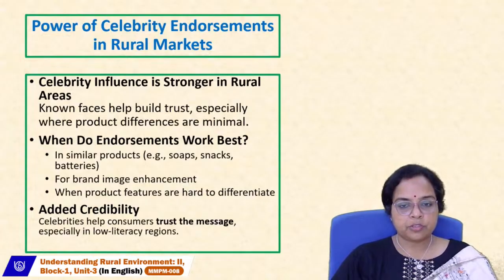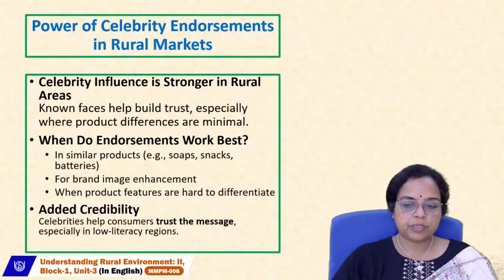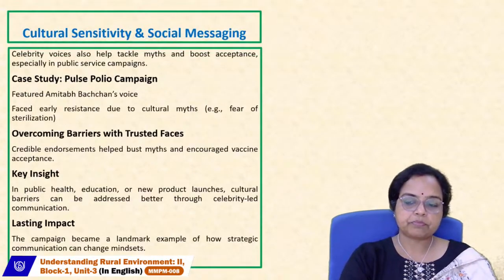If you're taking a known person, or a known face, and doing your advertisement for that particular rural belt, then people will accept that. For brand image enhancement, if you are in a strategy to enhance your brand image, you can take a person known to them. When product features are hard to differentiate, because, as we discussed previously, the products or their functions are almost similar, then you have to take the help of an endorsement. Added credibility: celebrities help consumers build trust, especially when the literacy rate is low in that particular region.